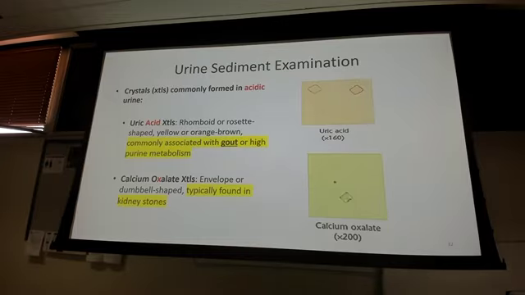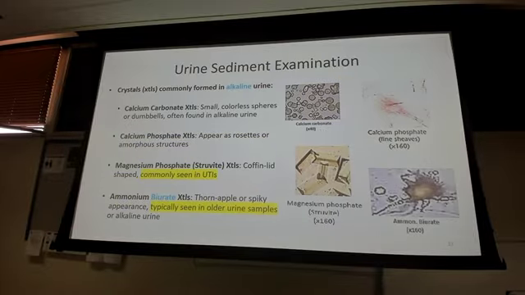All right, so these are some crystals that are found in acidic urine. When we're thinking of acidic urine, what do you think the pH is going to be when you do that urine dipstick? Good. Uric acid crystals are commonly found, and anytime you see commonly, you know what, right? Those are associated with gout or high purine metabolism. Then you have calcium oxalate crystals, which are typically found in kidney stones, and that's something you will see a lot as PAs.